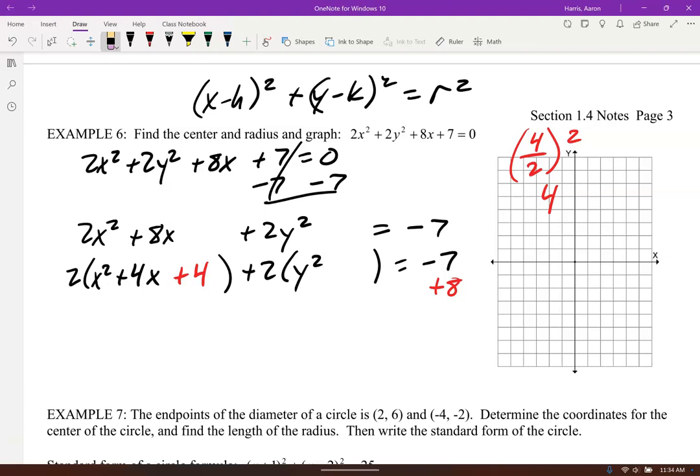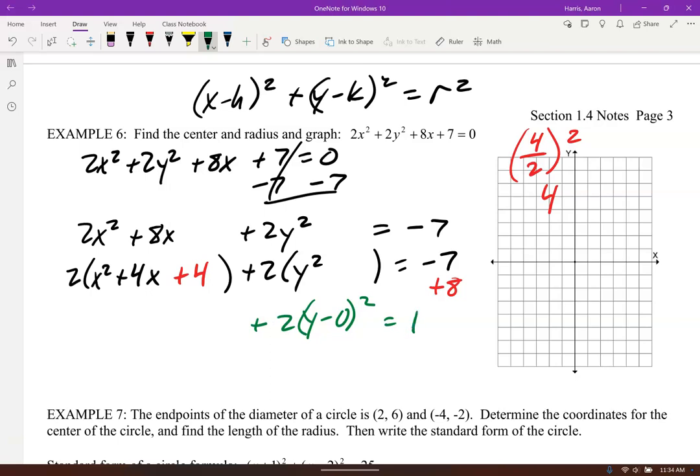Added 4, I really added 8. Over here, notice there's no y term. Like this is like 0y, right? So it's just 0 divided by 2 squared, which is 0. So I don't have to add anything, because y squared factors into y minus 0 squared. So this one's already factored perfectly for you.